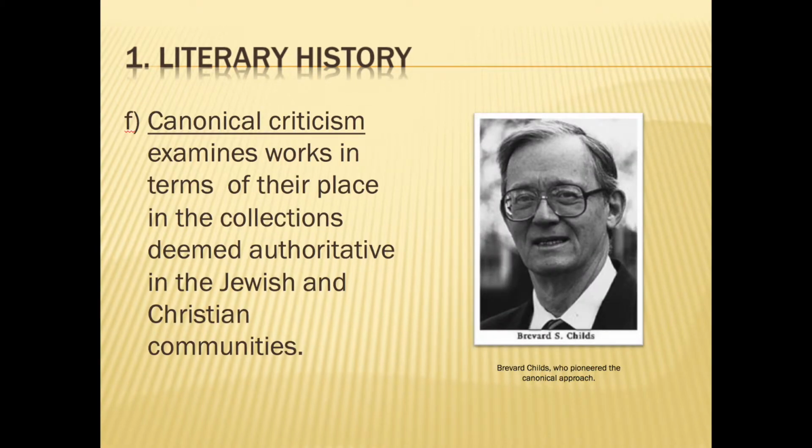Canonical criticism examines works in terms of their place in the collections deemed authoritative in the Jewish and Christian communities. For example, a canonical critic might pick up a Christian Bible and notice how and where certain books are placed. For example, the prophets are placed in a Christian Bible in the Old Testament towards the end of the Old Testament, because the prophets lead towards Jesus, which you find in the first books of the New Testament, the Gospels. And so the canonical critic says, notice that placement of the books and stories in the Bible. And those canonical critics would also ask, why are those books placed where they are?